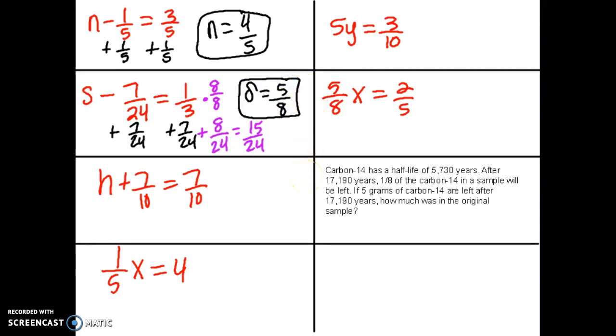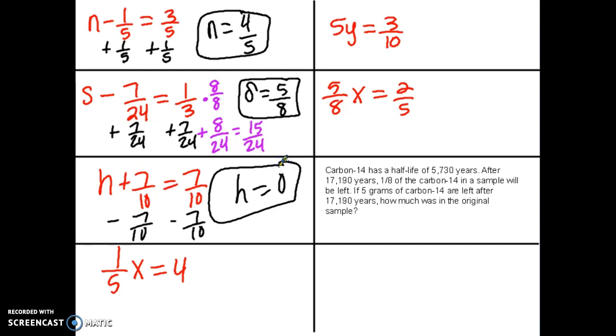All right, h plus 7/10 equals 7/10. So my variable is h. I'm adding, so the inverse of that is to subtract. And anything minus itself is 0. h equals 0. 0 plus 7/10 equals 7/10.